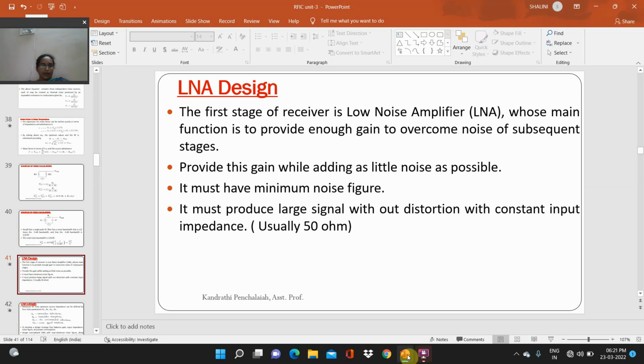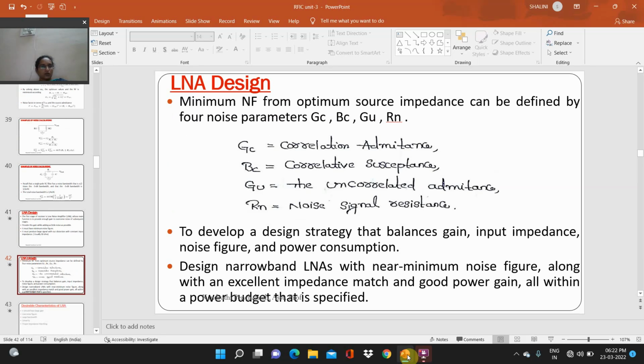Okay friends, welcome back. Again we are going to discuss LNA design. So what is LNA design? The first stage of a receiver is the low noise amplifier, whose main function is to provide enough gain to overcome noise of subsequent stages, while adding as little noise as possible. It must have minimum noise figure. It must handle large signals without distortion, with constant input impedance, usually 50 ohms.